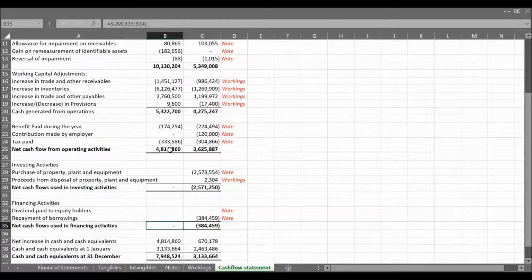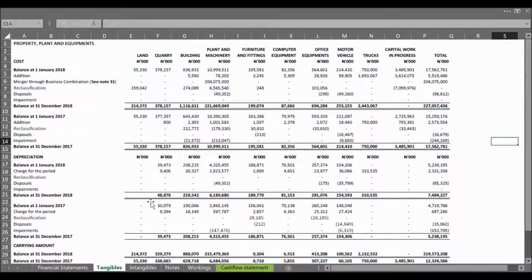For the first one, the purchase of items of PPE, we can easily get that amount spent on fixed assets from the fixed asset schedule. Remember, initially we picked the depreciation from the depreciation section. For additions, we'll be picking it from the cost. So the total additions for the year is around 5,518,466. So I'll say 5,518,466.